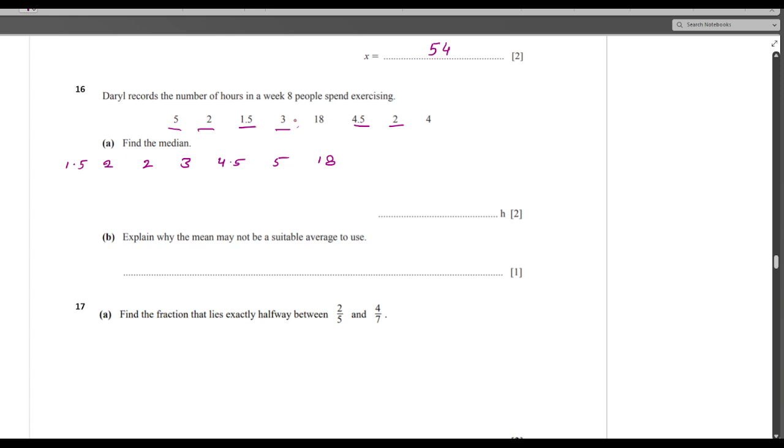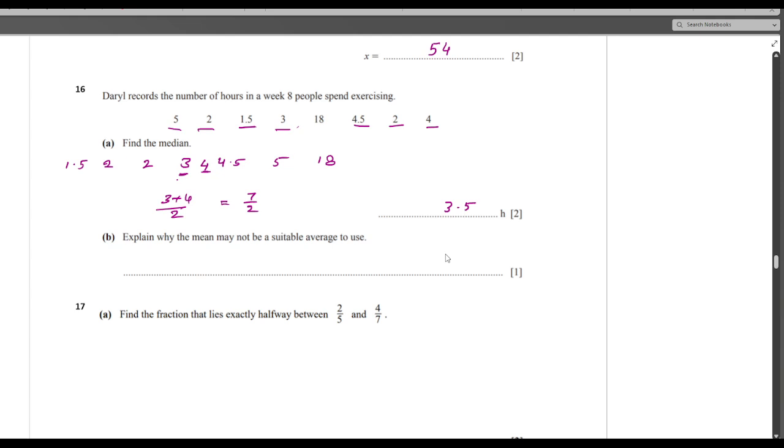So 1, 2, 3, 4, 5, 6, 7, 8. 8 numbers are there, so your median will be the average of the fourth and fifth numbers. First, second, third, fourth. One number I am missing, this 4 I have not written. So 4 will be here. So I have to take the average of this 3 and 4. So your median is 3 plus 4 whole divided by 2, so this is 7 divided by 2, 3.5. So 3.5 is your answer.